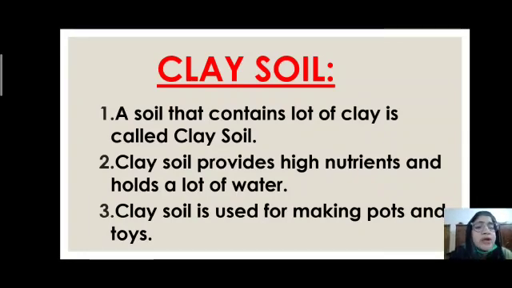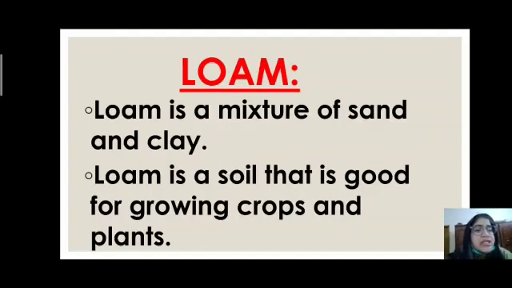Now, if we talk about the third type of soil, which is loam, loam is actually a mixture of sandy soil and clay soil. The best soil for growing plants is actually the loam. It also contains a lot of humus and, as I have already told you, humus is good for the growing of plants, so the loam can hold enough water and air for plants to grow well.